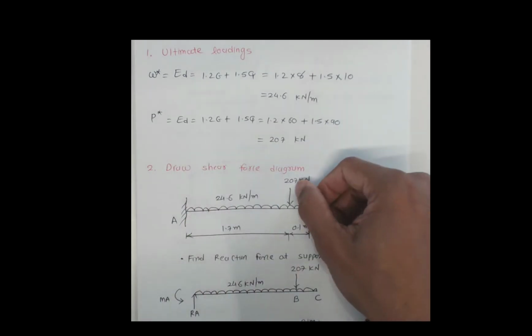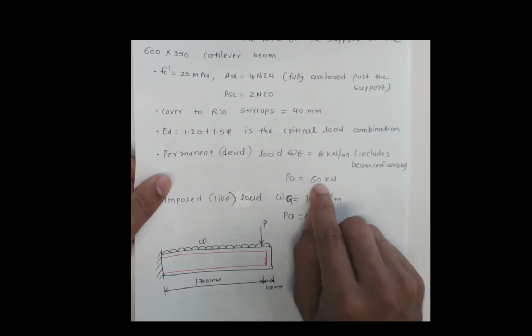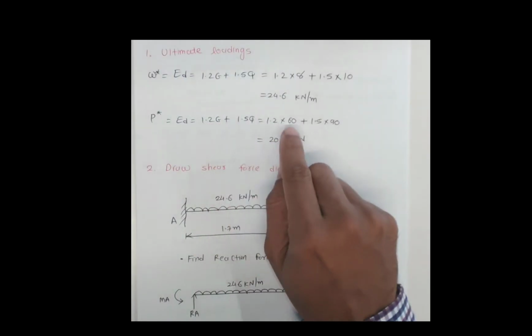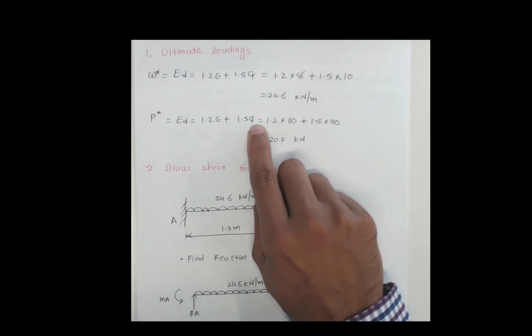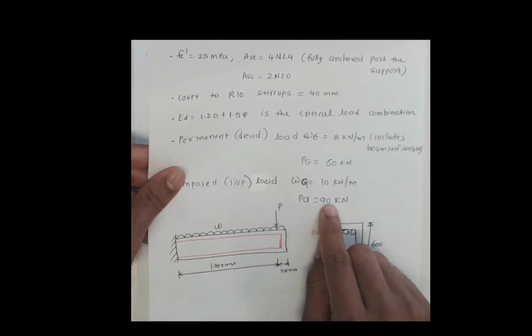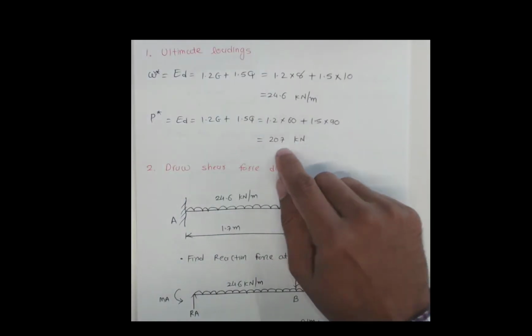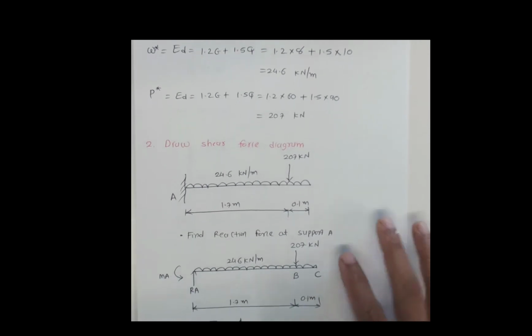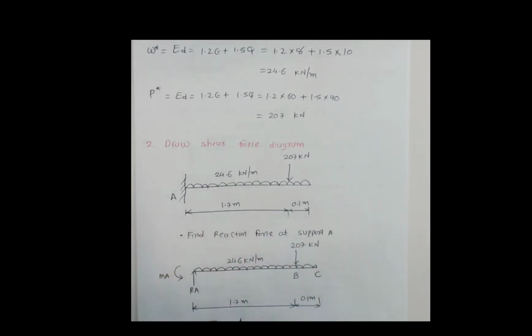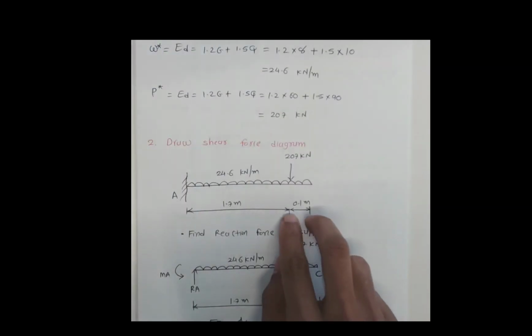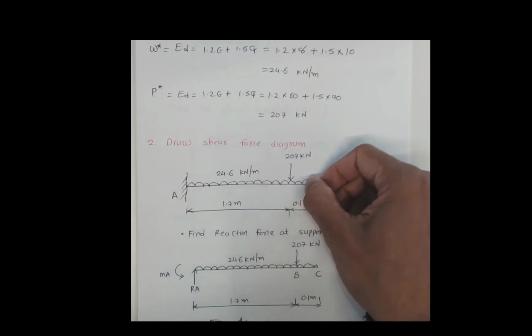Now for the concentrated load, we have a dead load of 60 kilonewtons. So 1.2 times 60 plus 1.5 times live load. Live load is given 90 kilonewtons. So 1.5 times 90 plus 1.2 times 60 gives 207 kilonewtons. Now this distance from support to the concentrated load is given 1.7 meters, and this is 0.1 meters from the load to the end point.